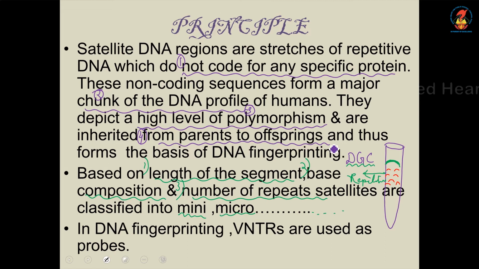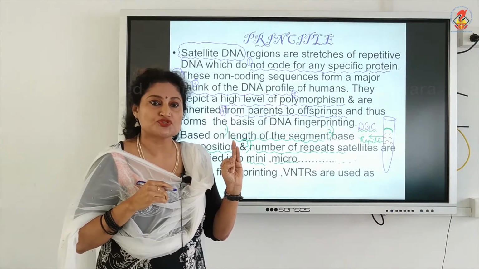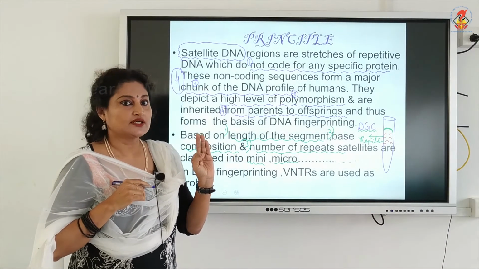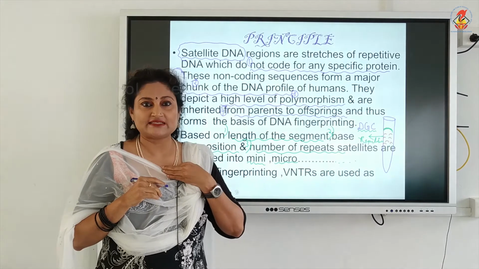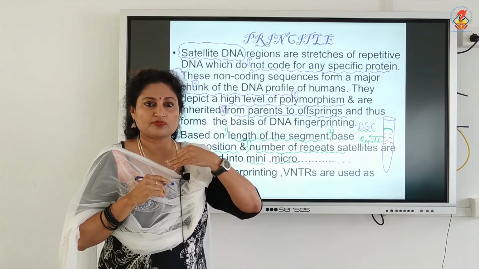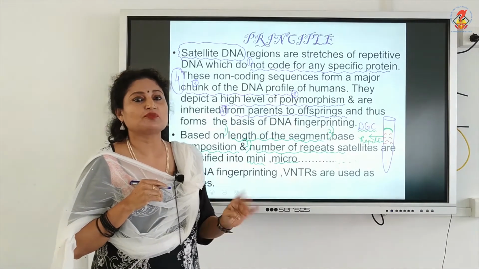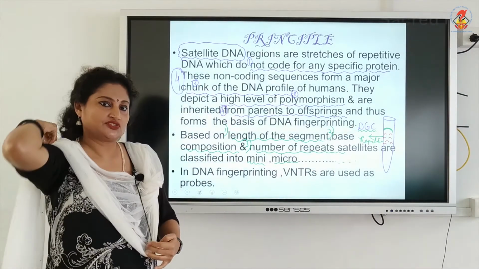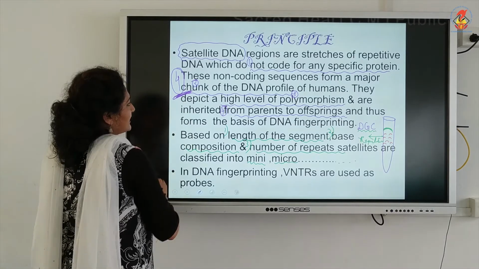So once again, about the satellite DNA, you have to remember these 4 points. First point, they do not code for protein. Second point, they form a large portion of the human genome. Third point, they show a high degree of polymorphism, differences. Your satellite DNA will be different from my satellite DNA because we are unrelated. But the satellite DNA of mine and my daughter's will be the same. The fourth point states that we inherit this polymorphism from one generation to the other. And that is regarding the features of the satellite DNA.